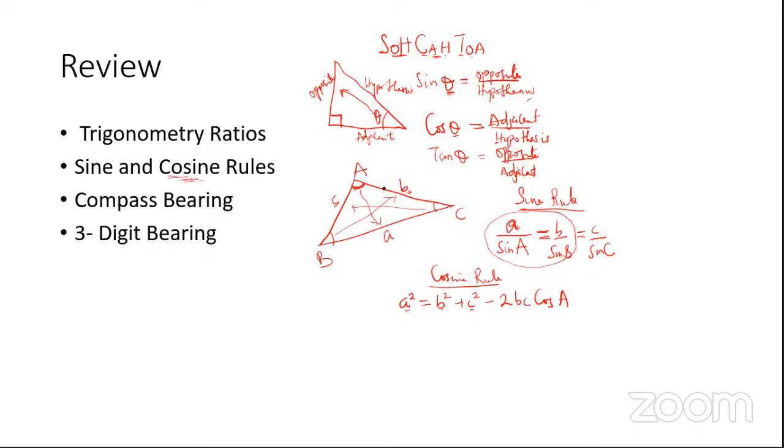So if you have been given two sides and the included angle, two sides and the included angle, that is when you can apply the cosine rule. When you are given two sides and the included angle.